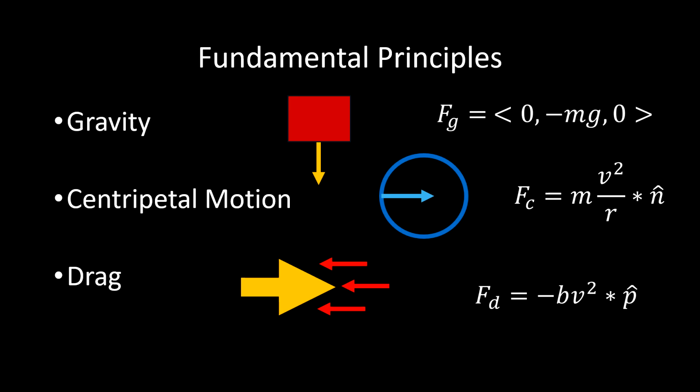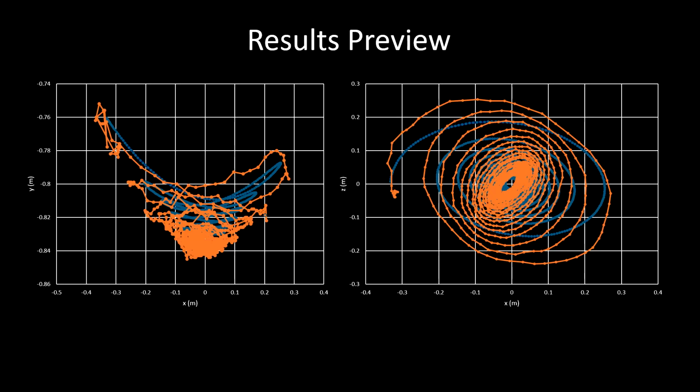In centripetal motion, if you pull things just right towards the center, something's going to keep moving around in circular motion. And for drag, drag is going to slow things down. In this experiment, we're using drag as being proportional to the square of an object's speed. Quick look at our results, we'll see this later. For our model.